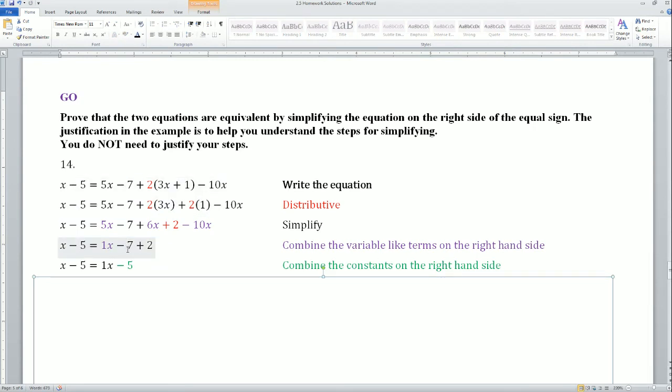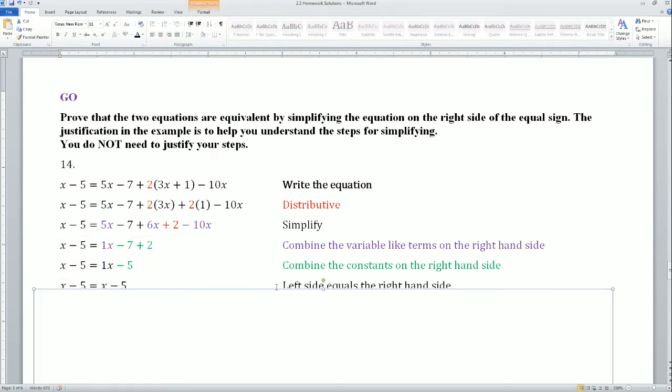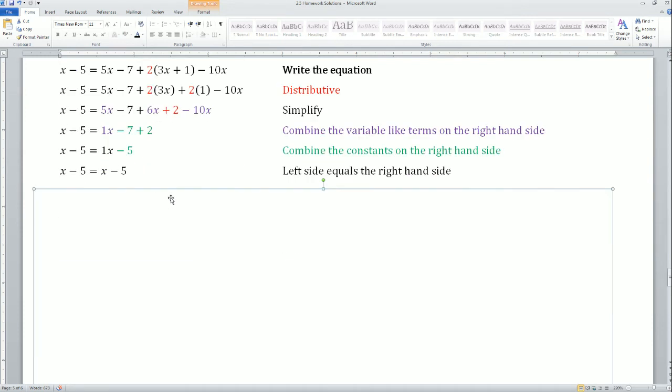Combine the constants. So your negative 7 plus 2. That's your green. Okay, that gets you negative 5. Right? Do you see how the left hand side matches the right hand side? So the left side does equal the right hand side. Okay, just be very careful when you're combining your variables or constants.